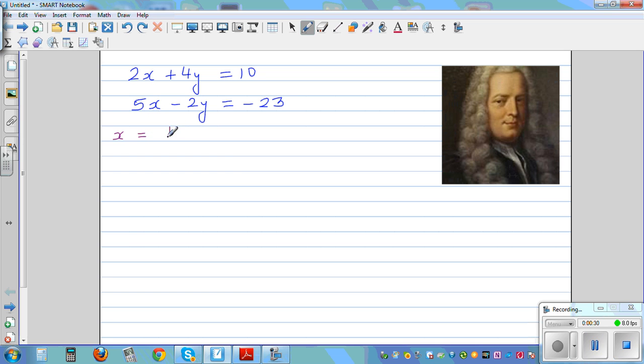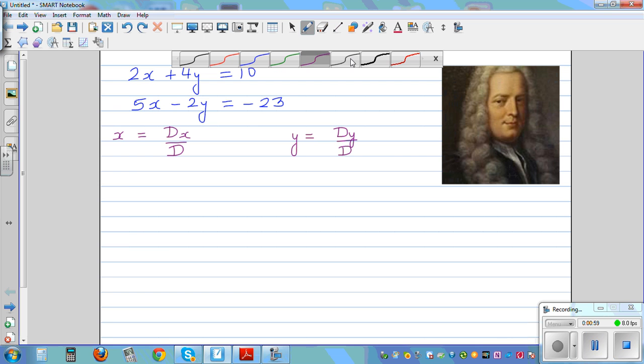finding dx over d, where dx is the determinant of x and d stands for determinant. I'll explain what this means. And y you can find by dy over d. It's a ratio of dx over d, and y you can find as a ratio of dy over d. Now let me write this as a matrix.